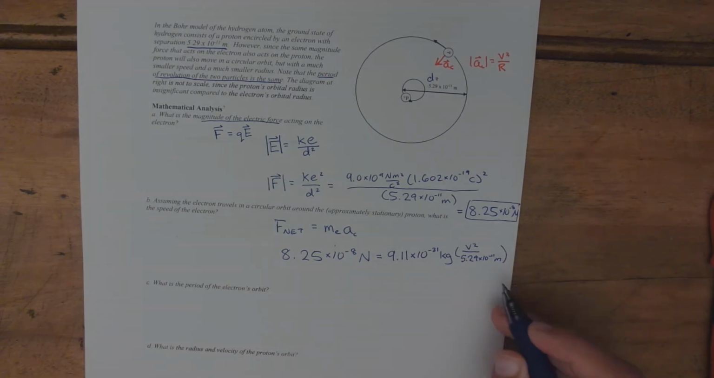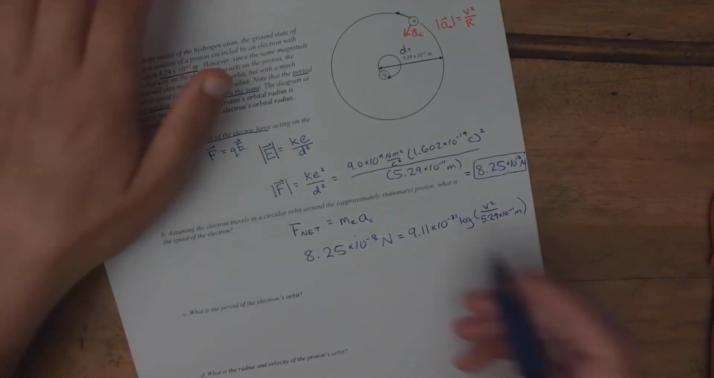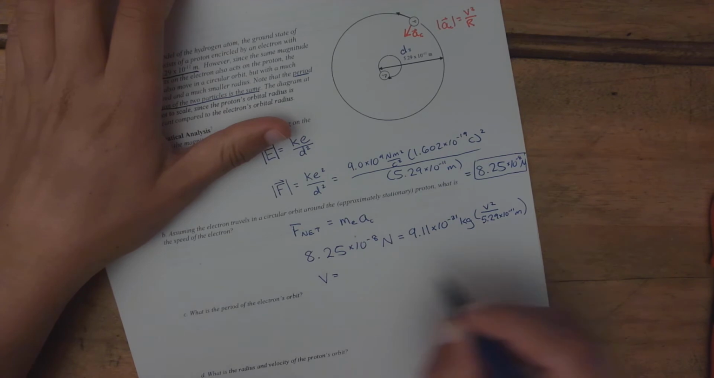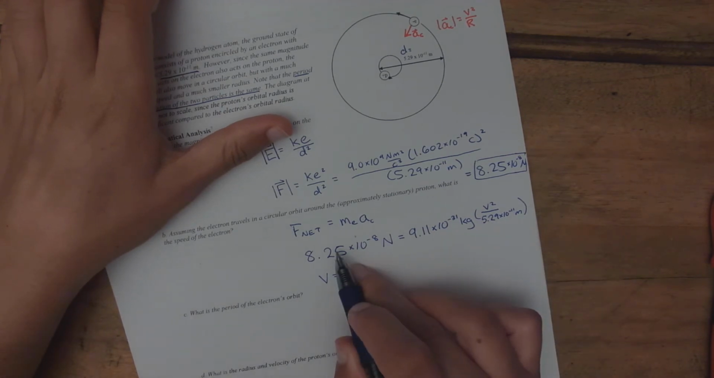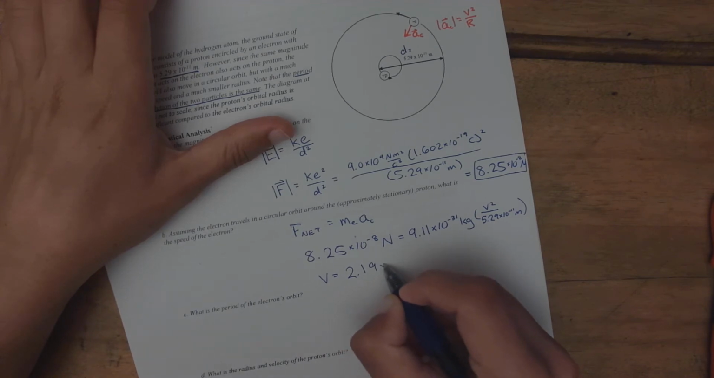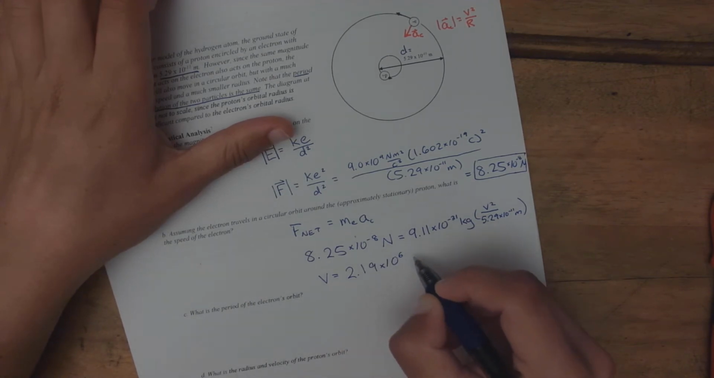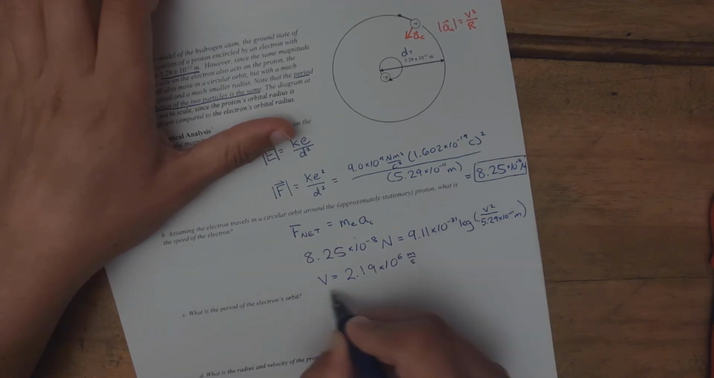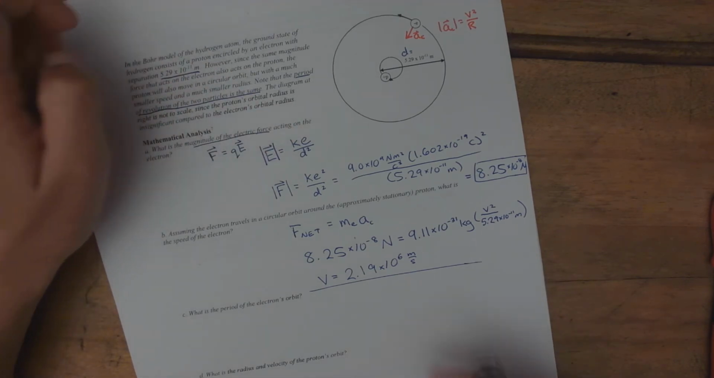Okay, so then I have to solve this for v. You can do that on your own. You'd have to bring the other two terms over here and then take the square root, and you should get 2.19 times 10 to the 6th meters per second. So you can check that on your own if you feel compelled to do so.